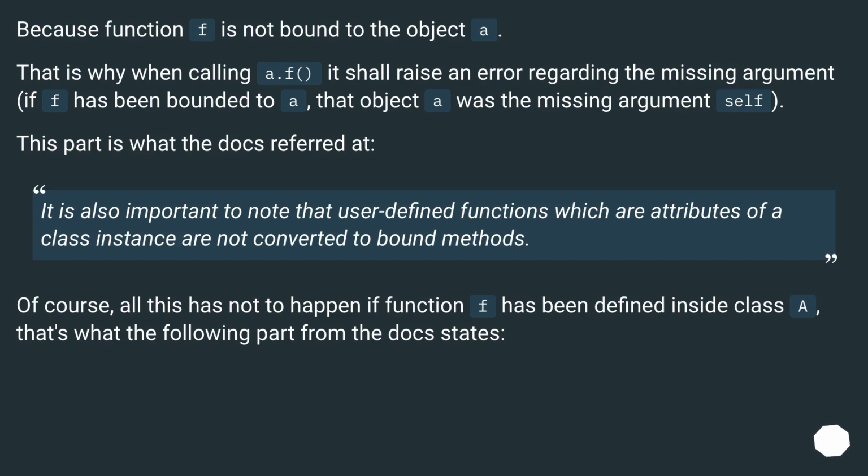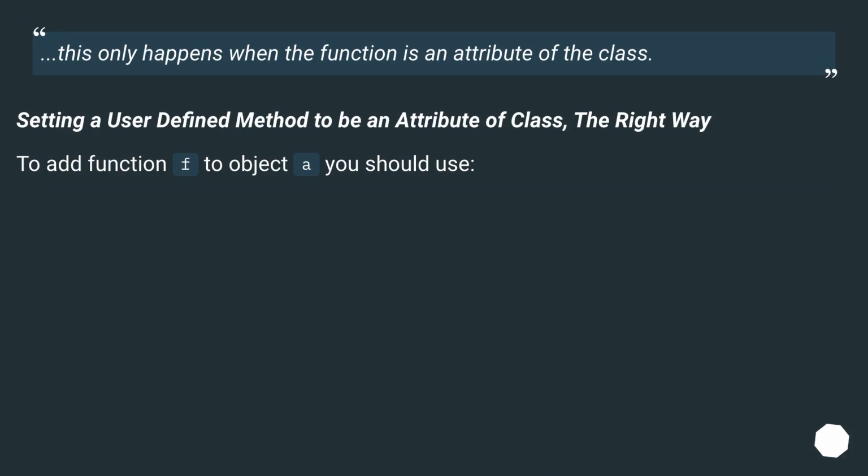This part is what the docs referred to. It is also important to note that user-defined functions which are attributes of a class instance are not converted to bound methods. Of course, all this does not happen if function f has been defined inside class A. That's what the following part from the docs states. This only happens when the function is an attribute of the class.